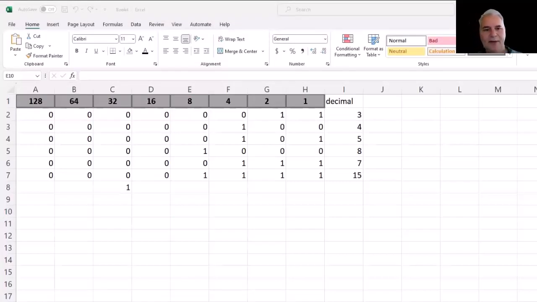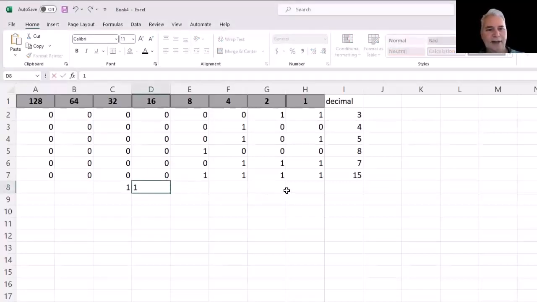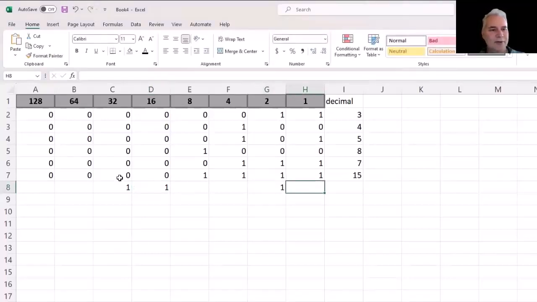Let me bring up the calculator, right? So 50 minus 32 equals 18, right? So how many? We got 16, and then 2 left over, right? So that is going to be 50. So 32 plus 16 plus 2 is going to be what number? We're making 50, right? 50. Okay, so let's put the zeros in.